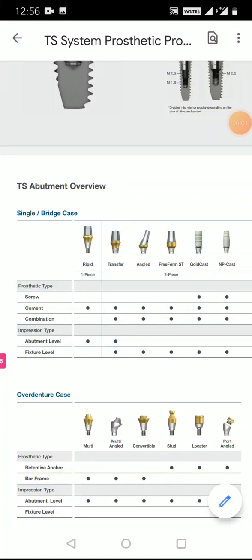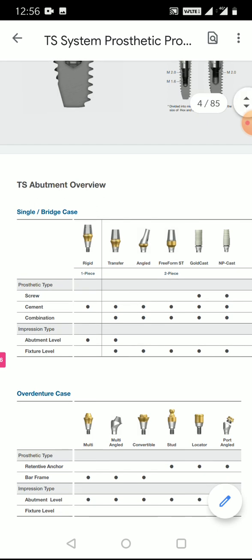In this video, we will discuss the different types of TS abutment systems available from the Osstem company. In Osstem we have the rigid abutment, transfer abutment, angled abutment, freeform ST abutment, gold cast, and NP cast. These are the different types of implant abutment systems available in Osstem.